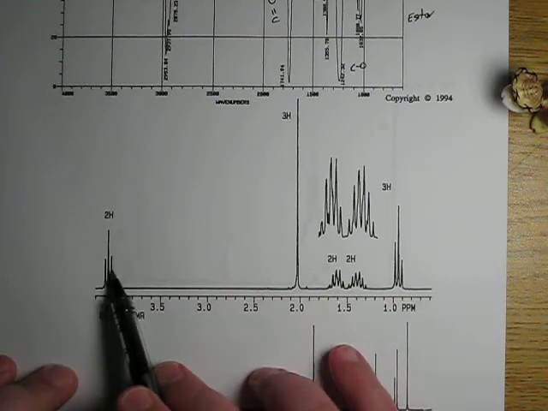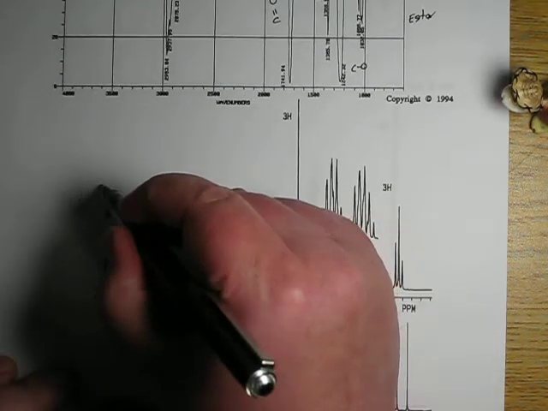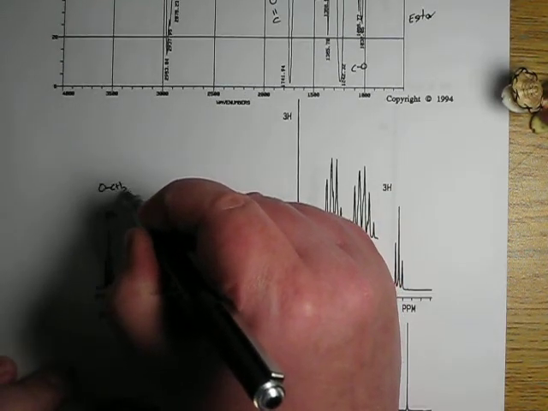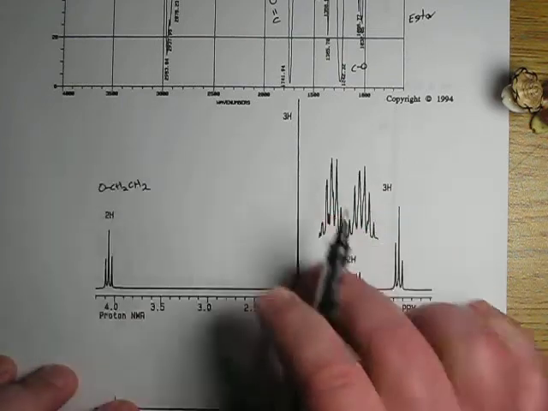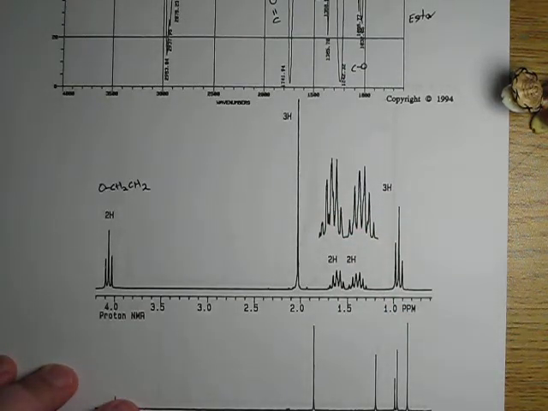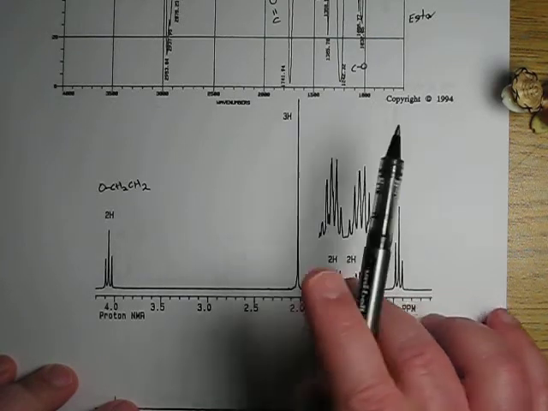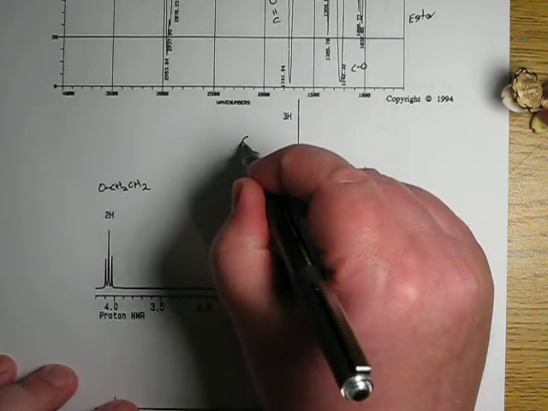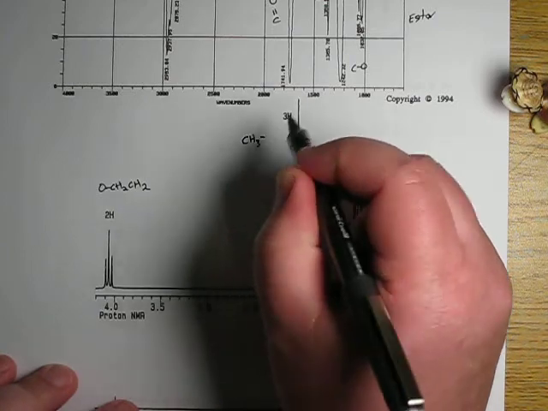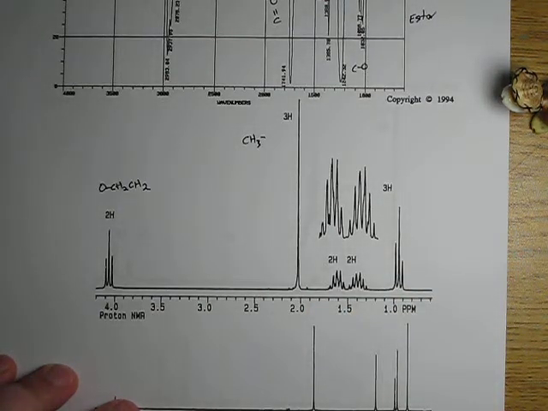Integrates to 2, it's a triplet, down at 4. We saw that on the last one. That's an OCH2CH2. All right. Ooh, let's look at this. Integrates to 3 and is a singlet. Well, only one real good way to get that. That's a CH3 bonded to something, and whatever it's bonded to had to move it down to about 2 ppm and has no hydrogens on it.